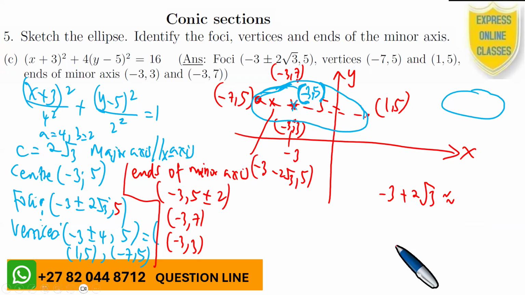What is this? Right, so which is minus 3 plus 2 to the square root of 3. Okay, so this one is approximately 0.464.